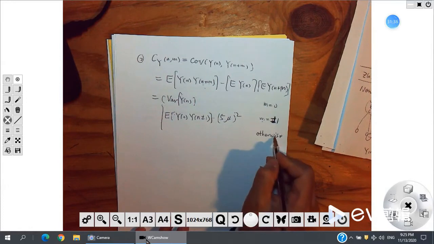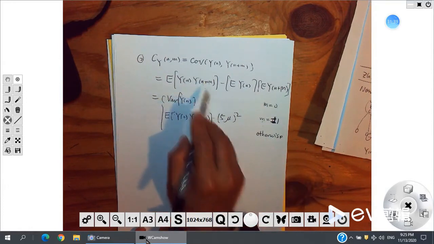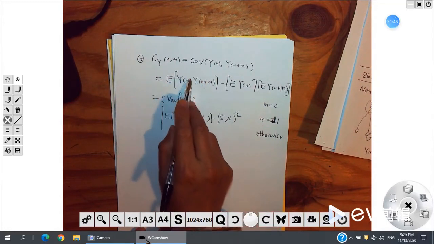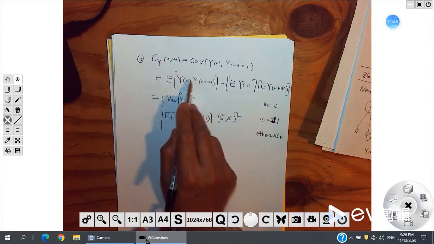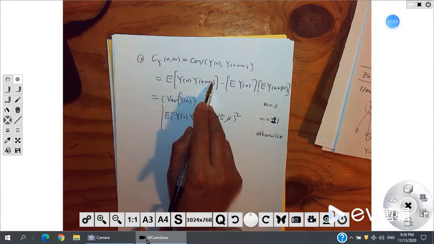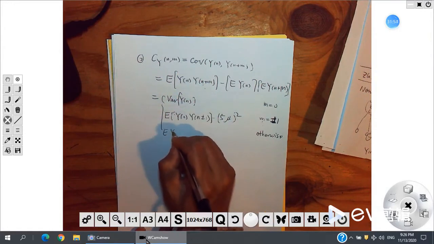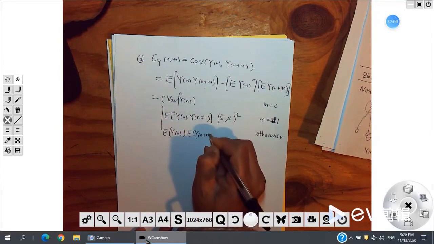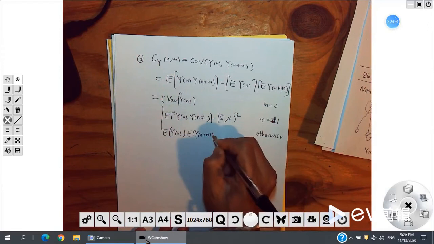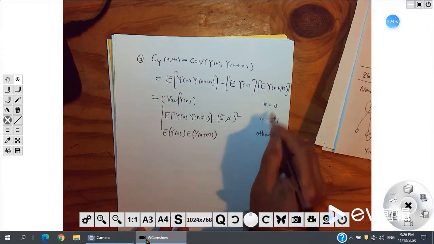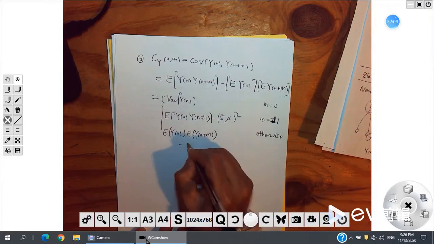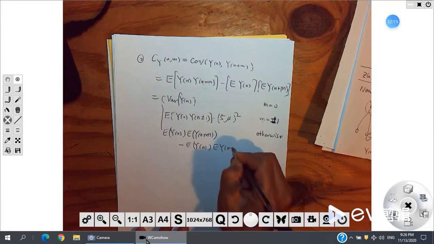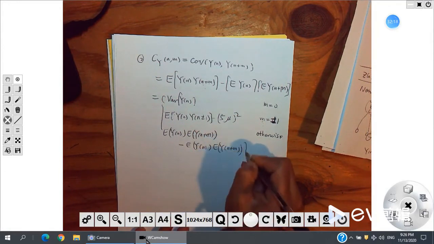And otherwise, in this case, they are independent. When they are independent, this will be equal to e of y of n times e of y of n plus m. Now m is not 0 and not positive or negative 1. And minus e of y of n and e of y of n plus m. Okay, it is just this part.